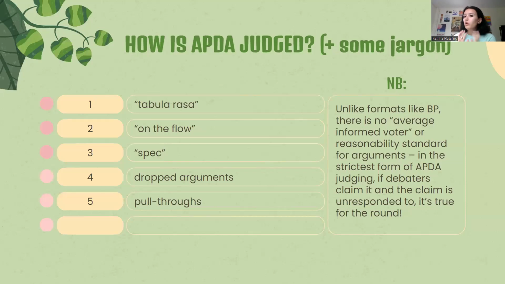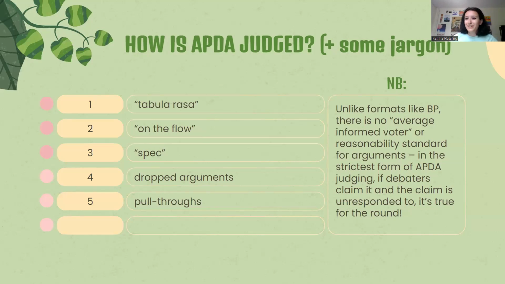That is to say, there are no priors, there's no sort of reasonability standard, and there's no outside knowledge for the round that exists. The only arguments that exist within the round and the only things which you should be voting on and evaluating are claims and arguments that debaters have made within the round. This is notably pretty different than a format like BP, where in the strictest version of APDA judging, if people claim something that you absolutely know 100% is not true, but they explain it and the other team doesn't respond to it, it's just true for the round and you should take it as true for the round.